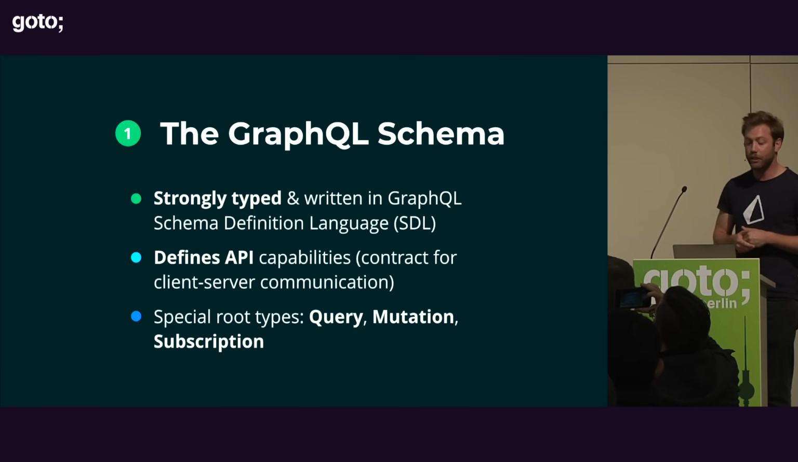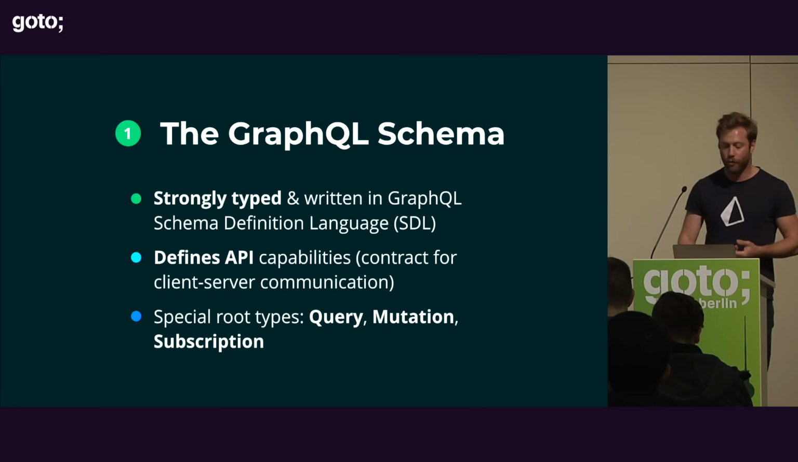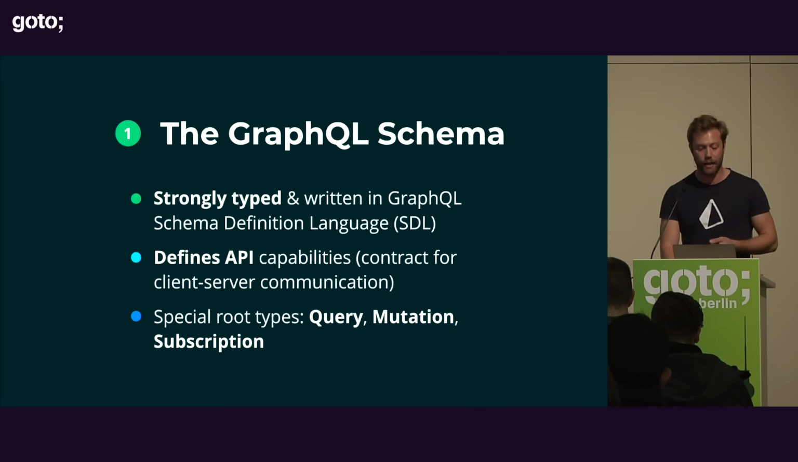And there are three special root types that map to the core primitives that are provided by GraphQL, called query, mutation, and subscription. And these root types define the entry points for all our operations. And we'll see a bit later with a practical example what that means.